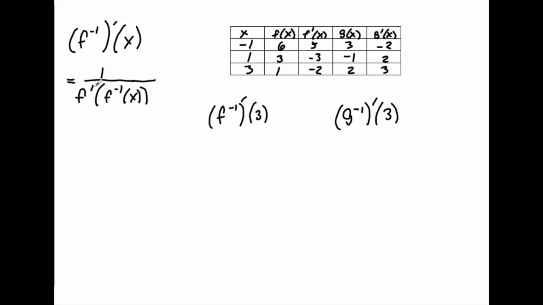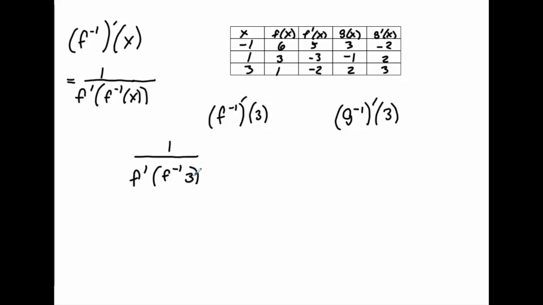You're going to go 1 over the derivative of the original function, and all you're going to do is put in the inverse value. So in this case, we have this table. We have f of x, f prime of x, g of x, and g prime of x. And here we're going to find the derivative of the inverse function at the value of 3. So we go back to this equation, and we're just going to do 1 over the derivative of the original function, and then we're going to put in the value of f inverse of 3.